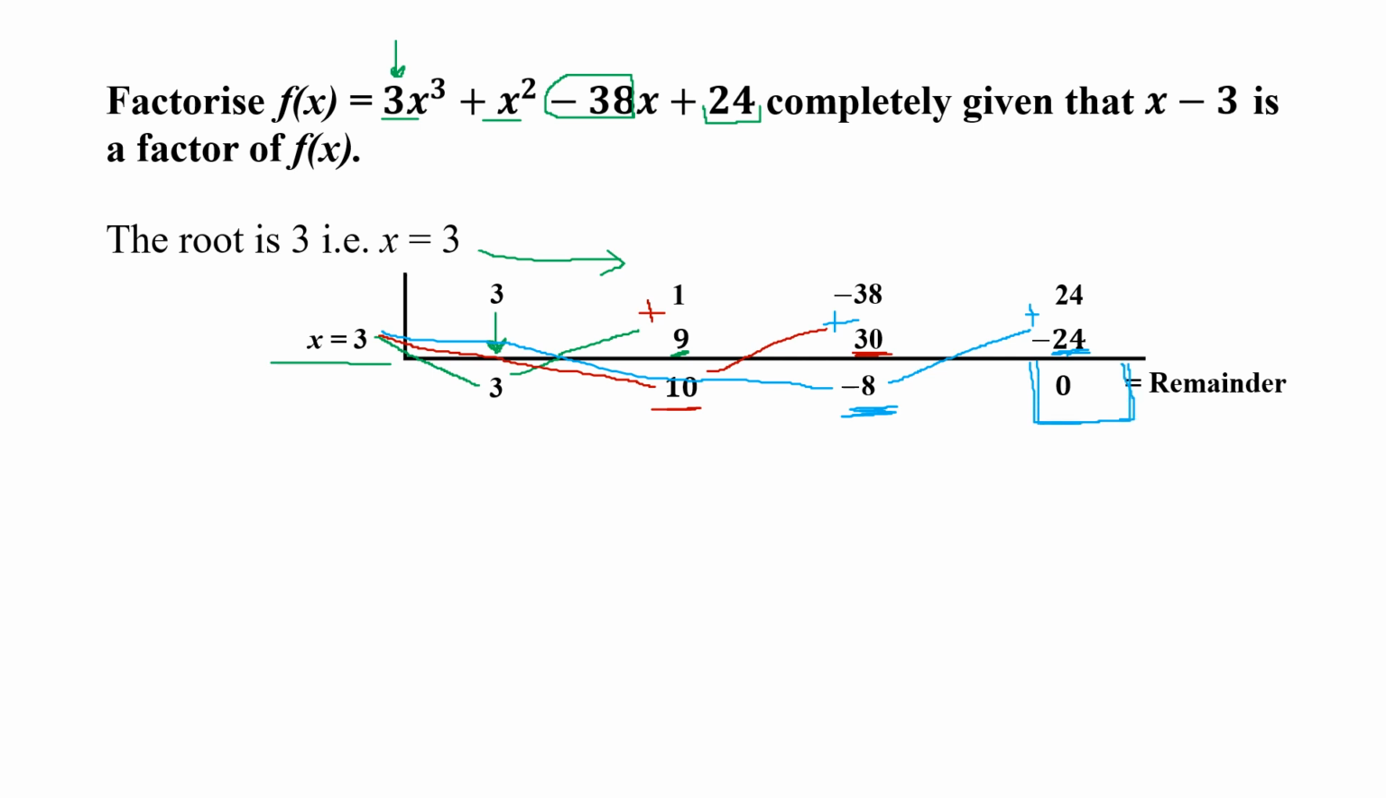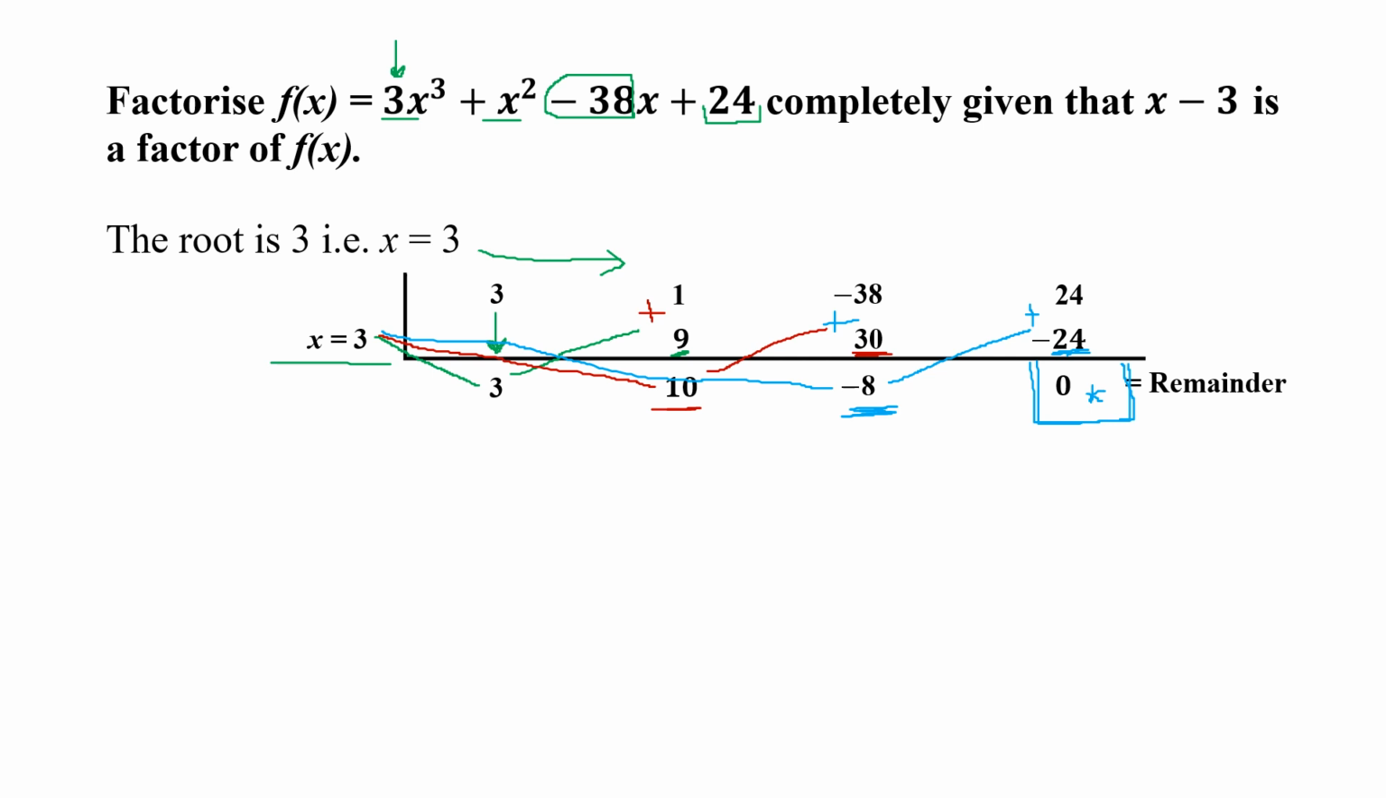Since this one is the root, the remainder is 0. If the question asks you to find the remainder after dividing f of x by a certain value or by a certain factor, just do this operation, then the number that you find here will be the remainder. So in this case, the remainder is 0, meaning that this one is a factor.